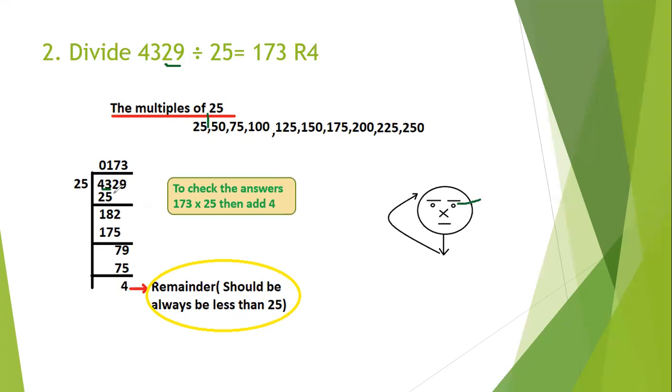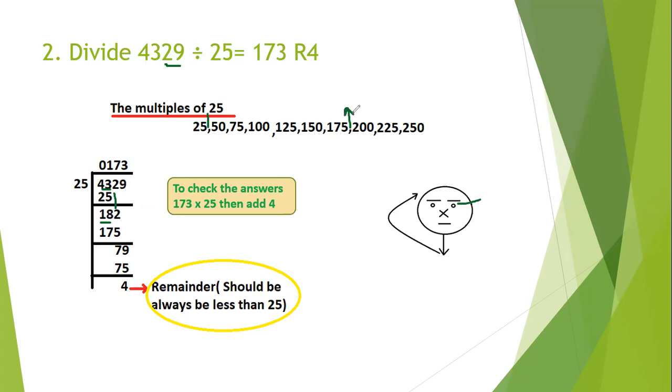1 times 25, 25. Now let's subtract, equals 18. Get down 2. 182 divided by 25 equals, let's see. If I have 182, I have to search about this number. I can find it here.